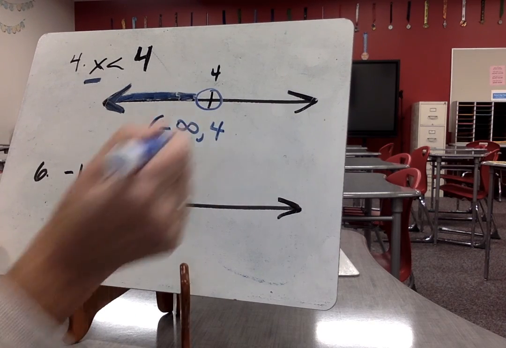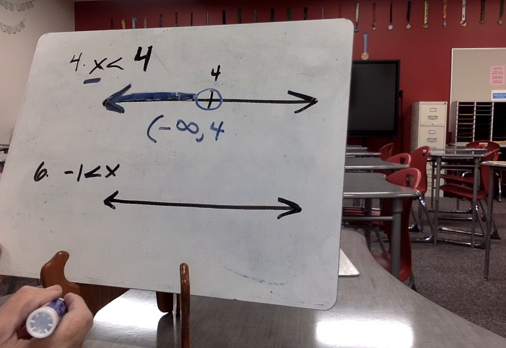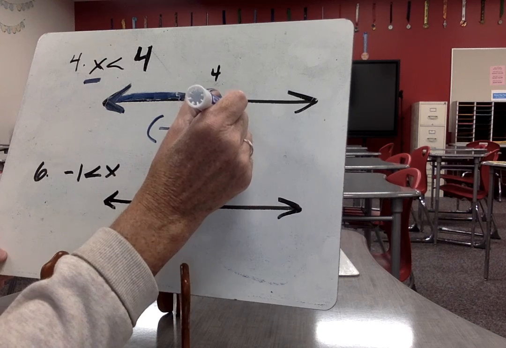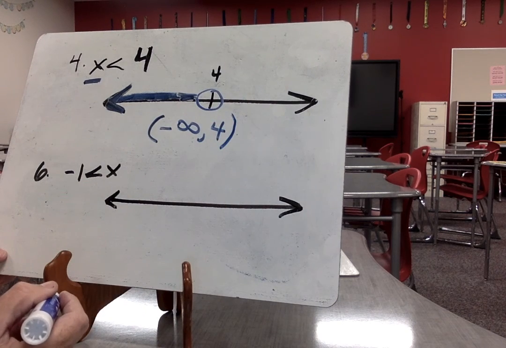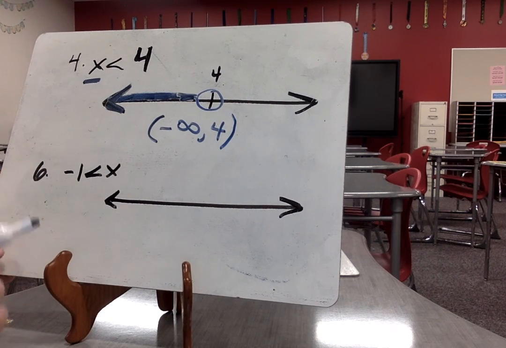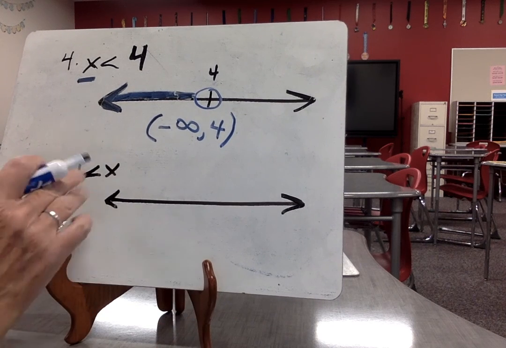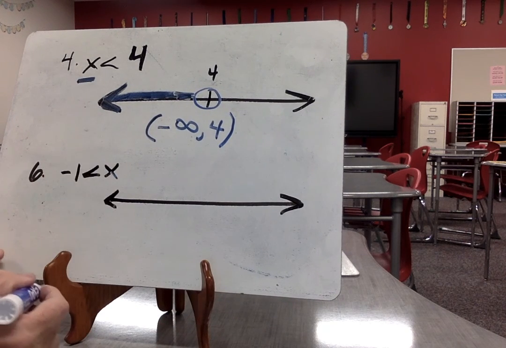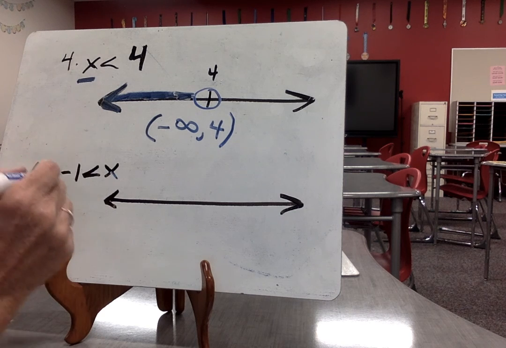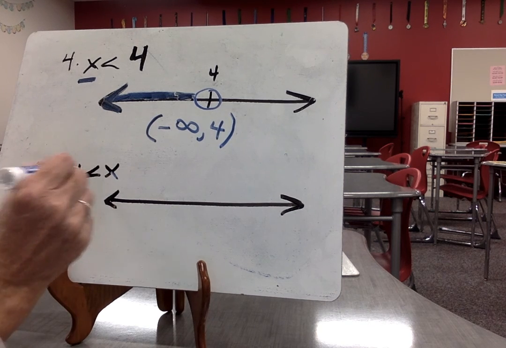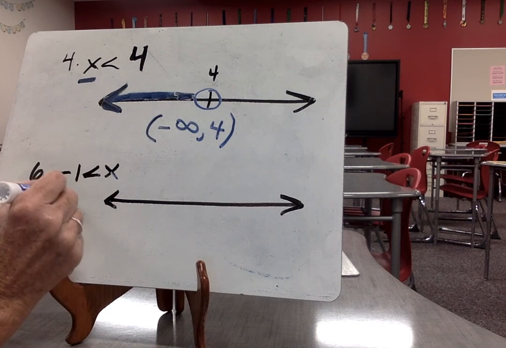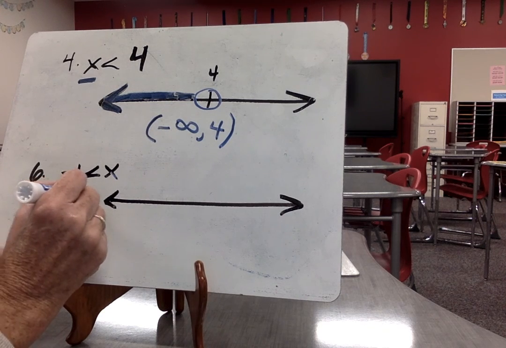Now, try and guess whether I should have parentheses or brackets there. Which one is it? If you said parenthesis, you are correct because 4 is not included. Now, let's look at number 6. It has the x on the right-hand side, which I don't like. So I'm going to go ahead and reflect it over, and I'm going to switch my sign. So instead of less than, it's greater than, and then I go -1.